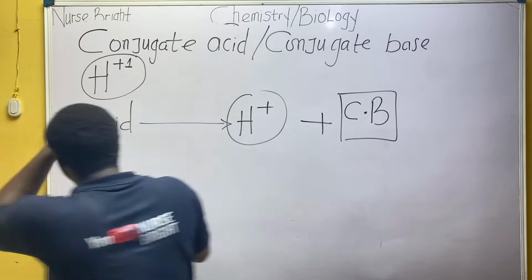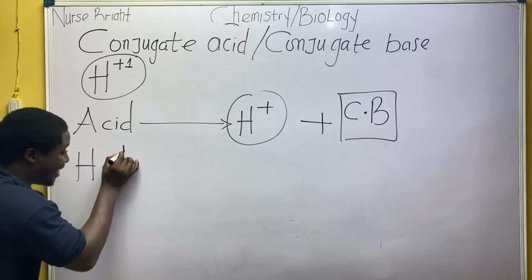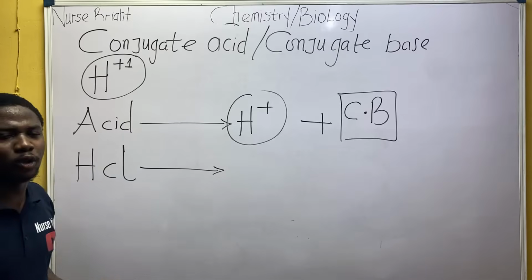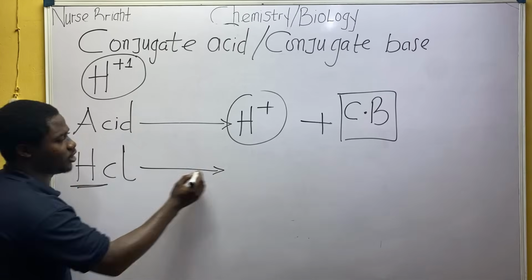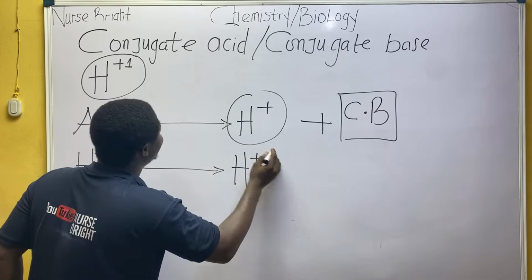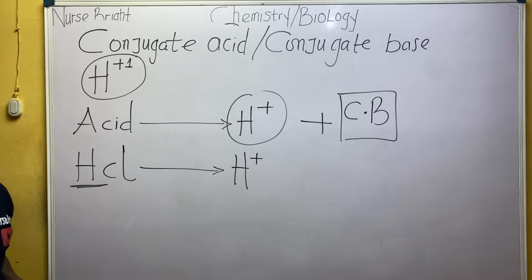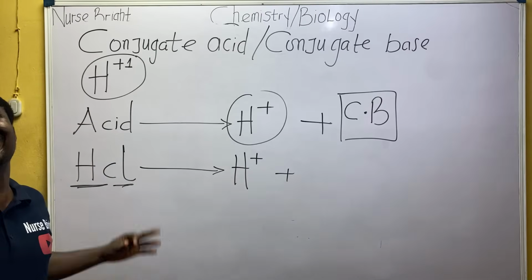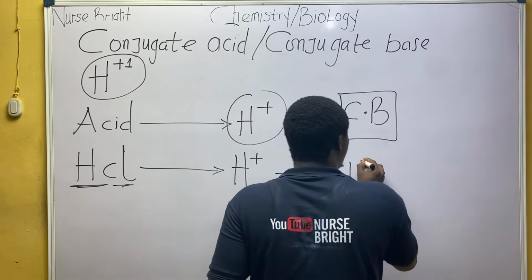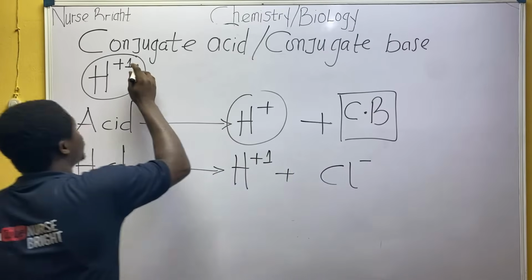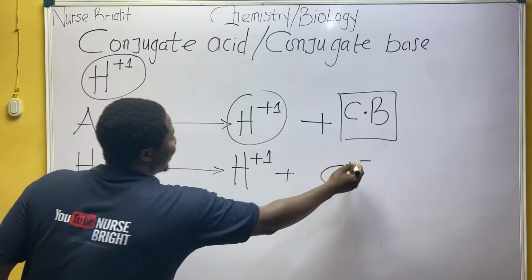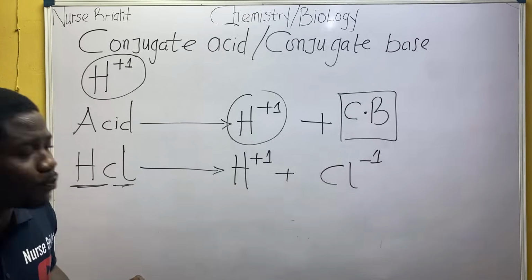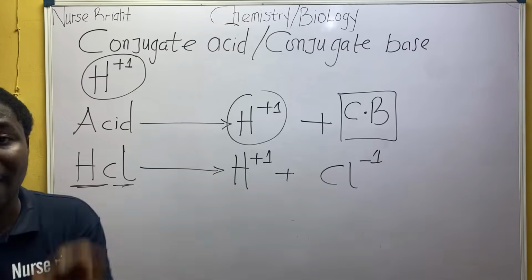I'm going to use HCl, hydrochloric acid, as a case study. Let us donate our proton. The hydrogen will turn to H plus, which is the proton. What remains will also turn into an ion, because we are splitting this acid. So that gives Cl minus. The proton is H plus 1 and the remainder is Cl minus 1. Whenever you break HCl, you get H plus 1 plus Cl minus 1.